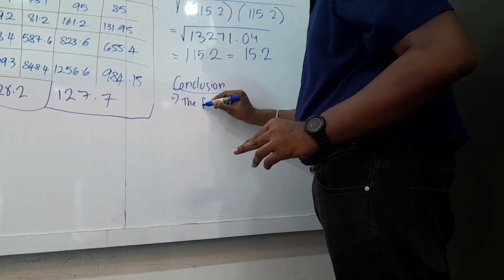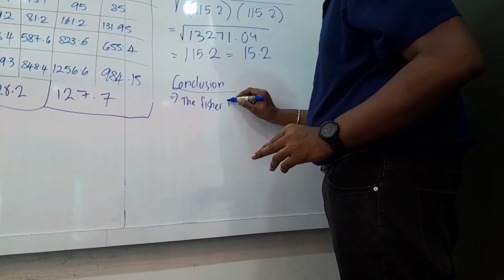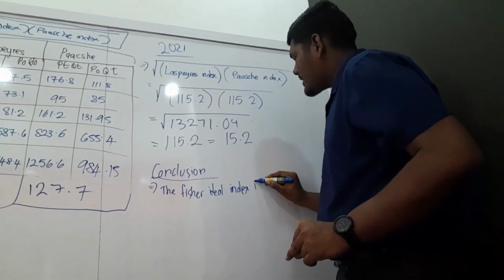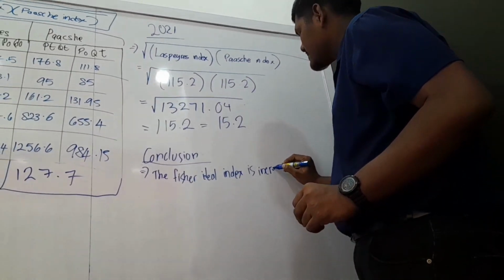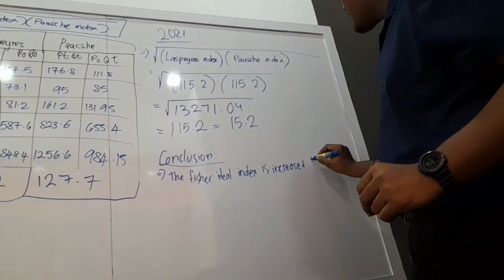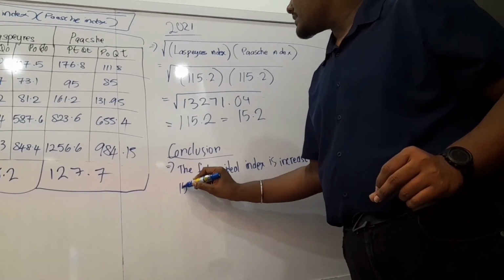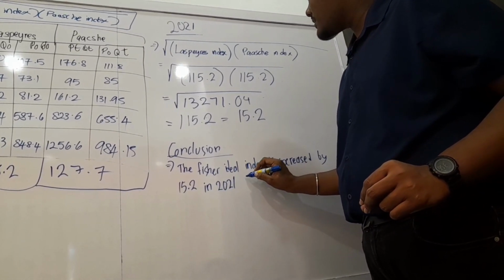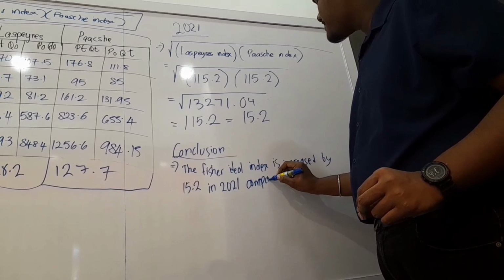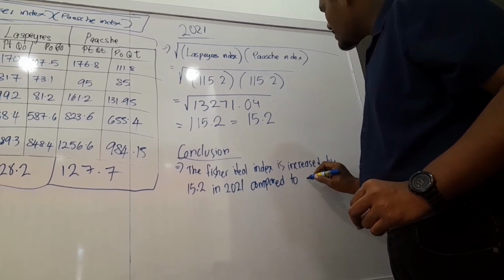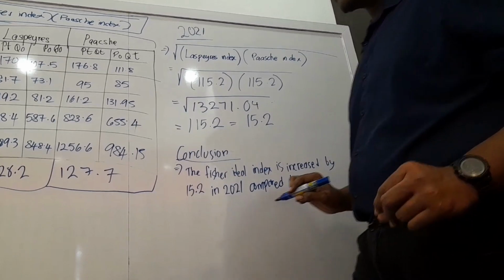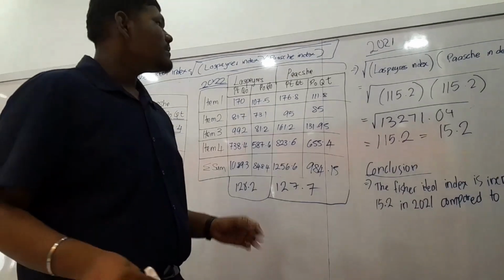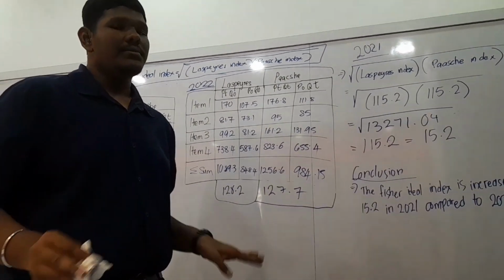The Fisher ideal index is increased by 15.2 in 2021 compared to 2020. That's all. We have finished for 2021. Now let's continue to 2022.